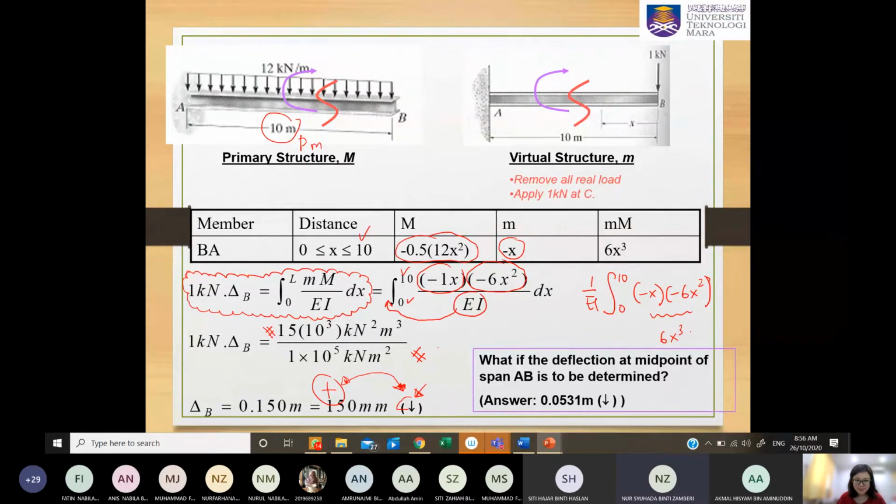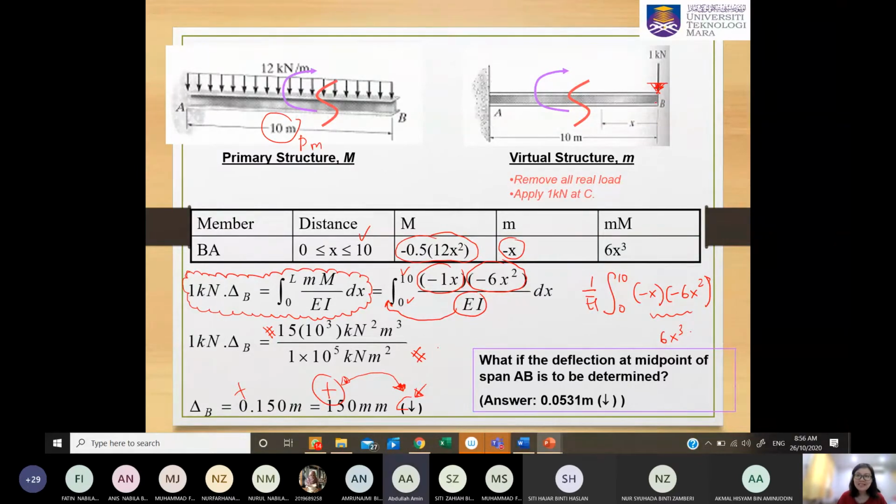1 kN. Yes, because of this 1 kN direction. Because you have assumed this direction is going downward. If you get a positive value at the end, it means that your assumption, going downward, is correct. But if you get a negative value for your delta B, it means that your deflection is going upward. Do you get what I mean?